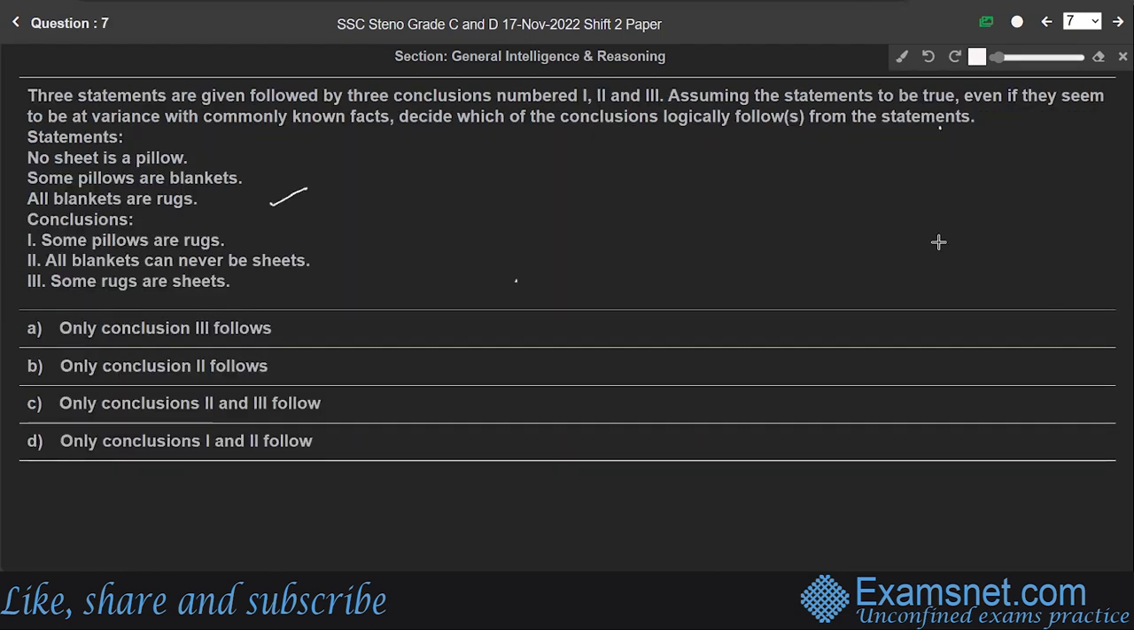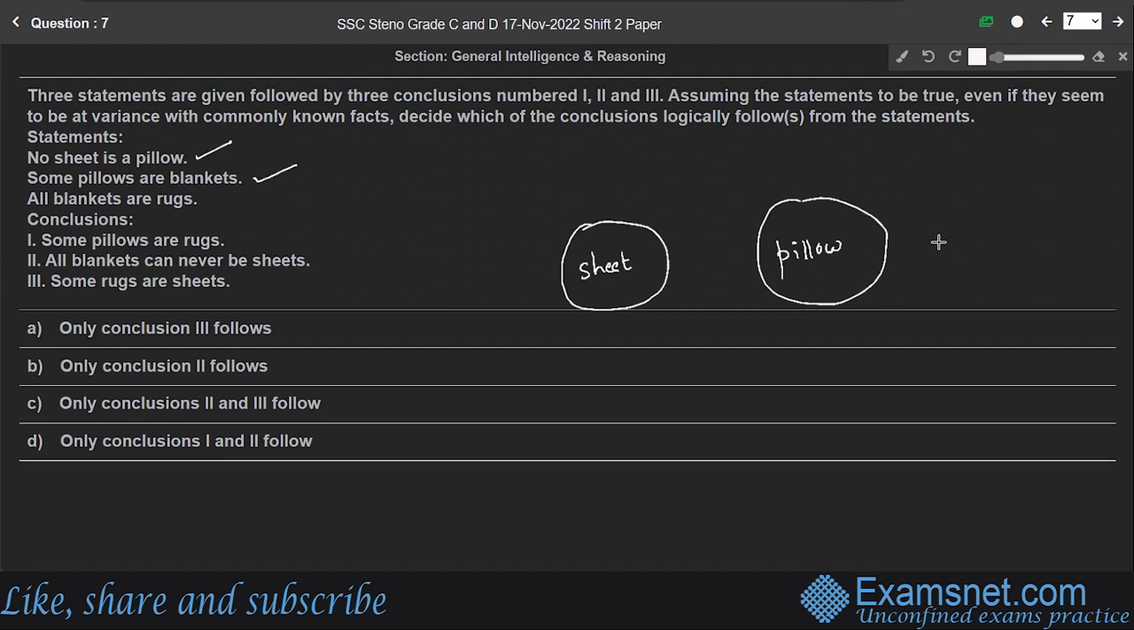Question number 7. Three statements are given followed by three conclusions numbered 1, 2 and 3. Assuming the statements to be true, even if they seem to be at variance with commonly known facts, decide which of the conclusions logically follow from the statements. As in the previous questions, let us represent the statements in the form of Venn diagrams. No sheet is a pillow, so the set of sheets is excluded from pillow. That is, there is no relation between sheet and pillow.